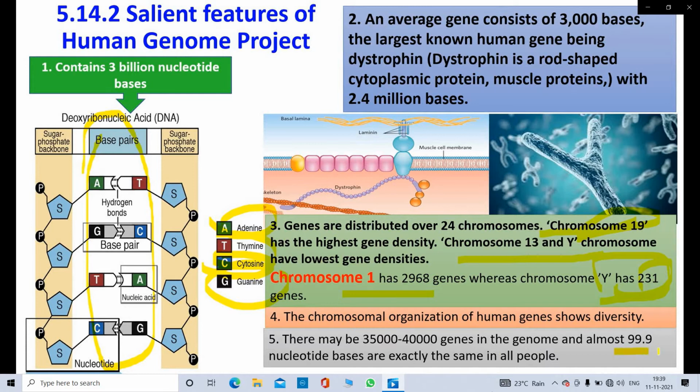So what is the meaning? Say for example, you and me, when we compare the nucleotides, they are exactly the same. Only 0.1% is different. So 99.9% of nucleotide bases are the same between people. Whoever they may be, brother or sister, elder brother, younger brother, or unrelated people also, the nucleotide bases are 99.9% exactly the same.